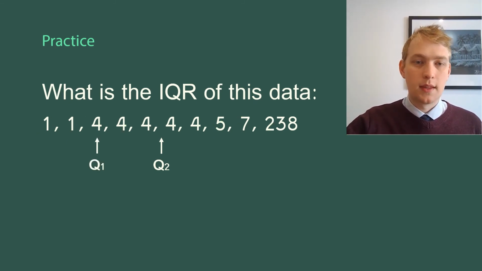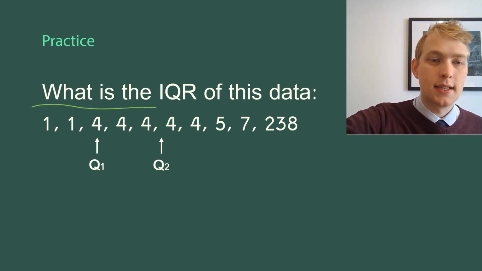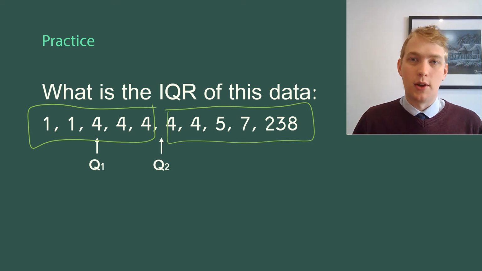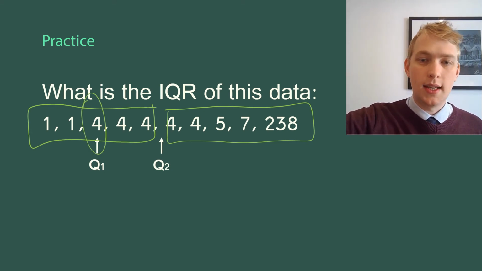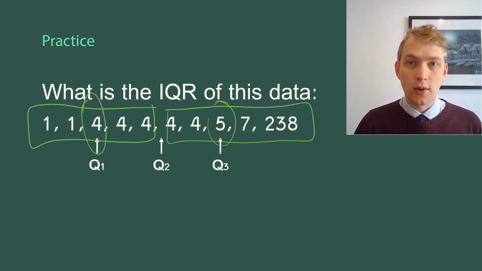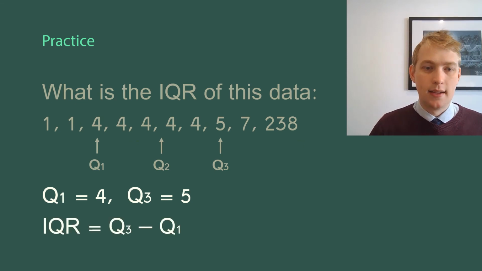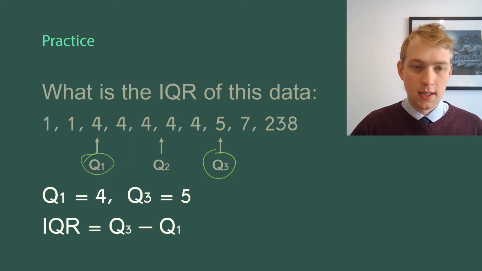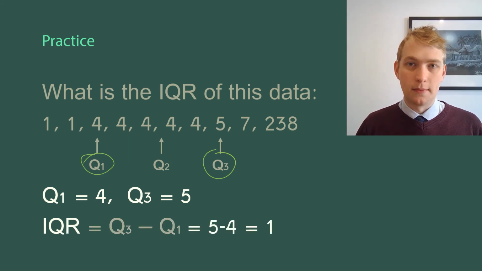So we go on, we look at the first section, and then we have the second section, and we find the median in both of them. That's just the middle number. So that's quartile 1 here, and our quartile 3 will be here. Now we've got our quartiles, and we can find our interquartile range. We do that by subtracting quartile 3 minus quartile 1, which is going to give us 1.